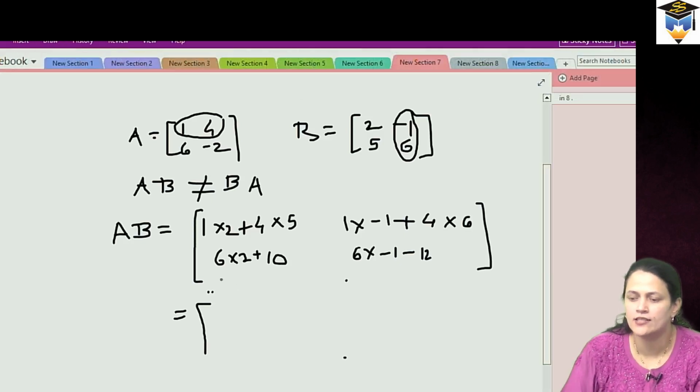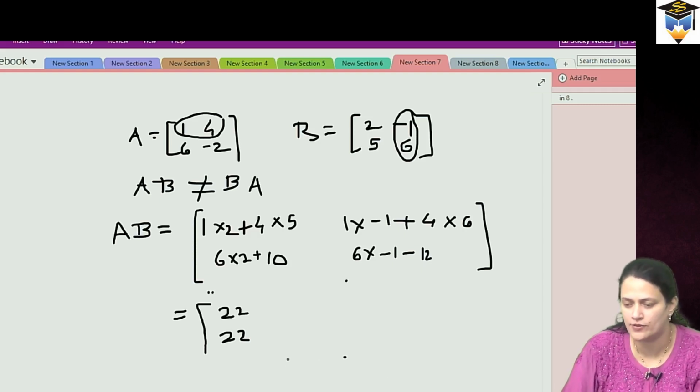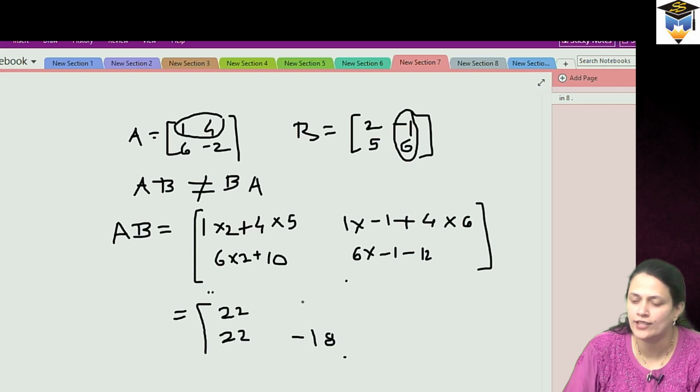So now what is the answer? 2 plus 20, 22. This becomes 22 again. 6 into -1 is -6. -6 minus 12 becomes -18 here. And upar 6 4s are 24. 24 minus 1, that is 23.